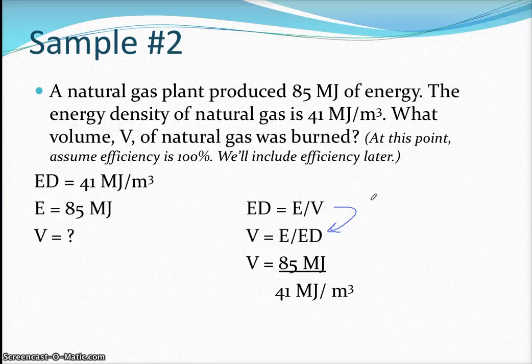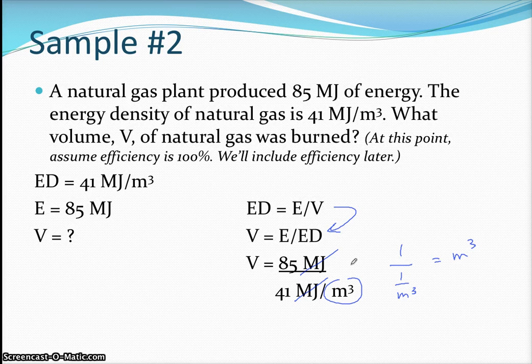This is where again, you're going to want to be really careful canceling units. You've got megajoules on top, megajoules on the bottom, and you're left with 1 over 1 over meter cubed. And so 1 over 1 over meter cubed equals meter cubed. So your units in the end actually turn out to be meters cubed. So you've got 85 divided by 41, 2.1 meters cubed. I think you guys will be just fine with that part.